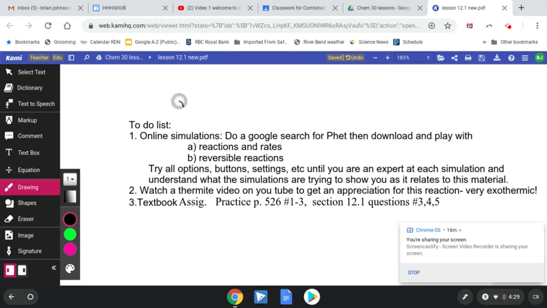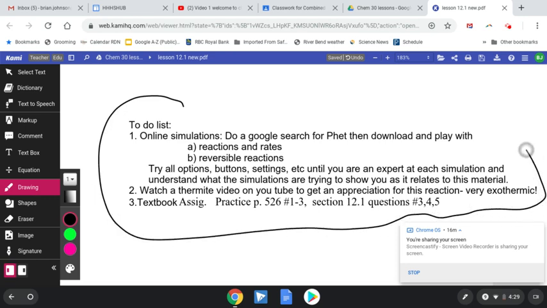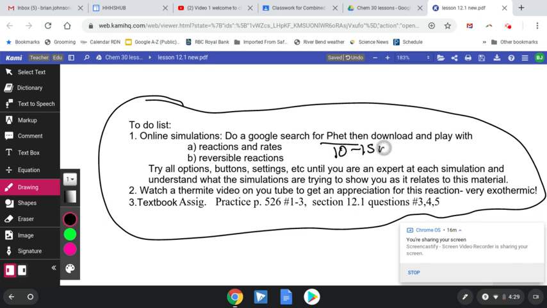So here's your to-do list from today's lesson. And I've got two really cool online simulations for you to play with. They're PhETs. One is called Reactions and Rates. The other is Reversible Reactions. I've got a separate little video that shows you how to manipulate some of the variables on these things, and you could spend 10 to 15 minutes playing with these, just trying every possible option and becoming an expert. I've got all that listed there.